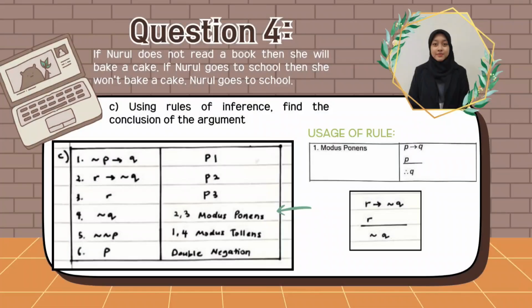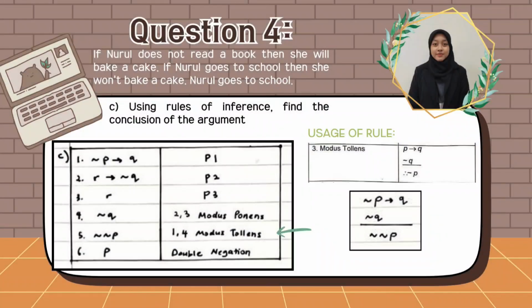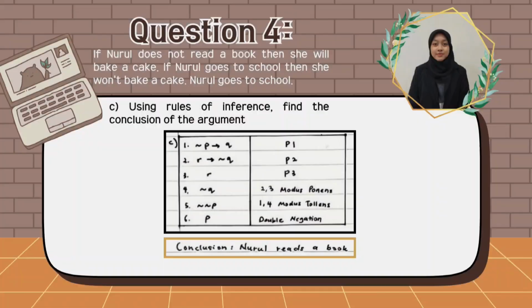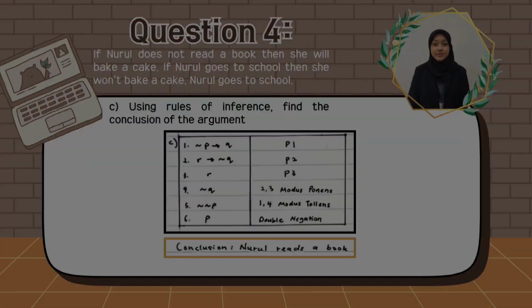And step 4, by applying modus ponens with step 2 and 3, we will get not Q. And step 5, by using step 1 and step 4 in modus tollens, we will get not P. And finally, by using double negation, we will get P. So the final conclusion is P, which is Nurul reads a book.